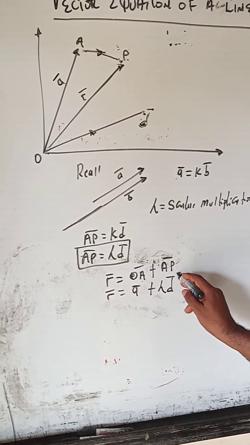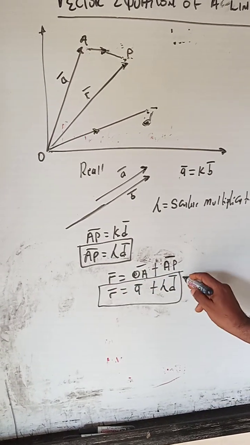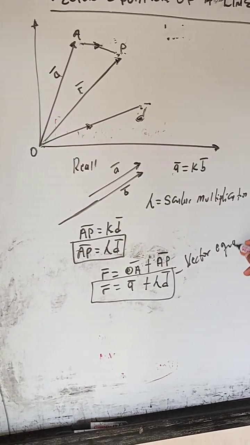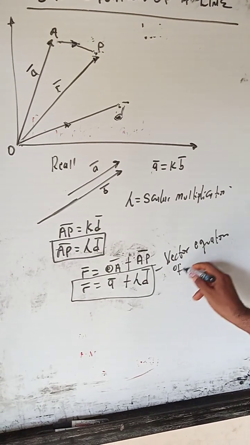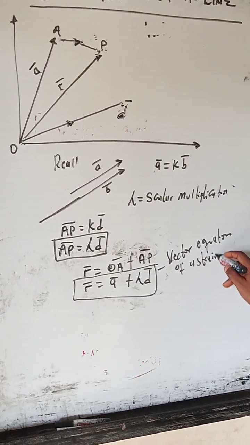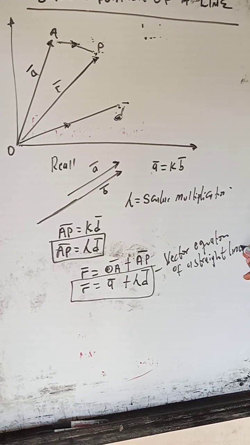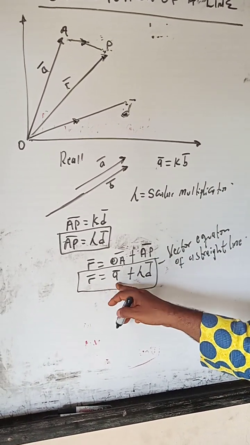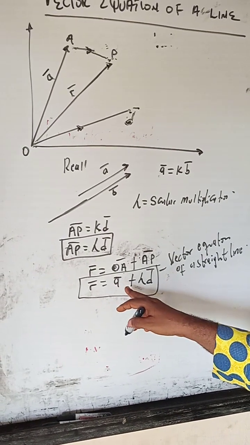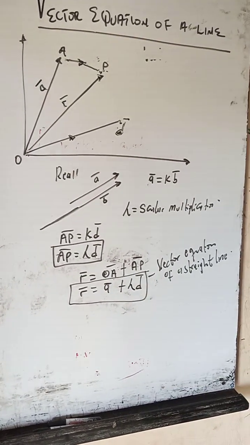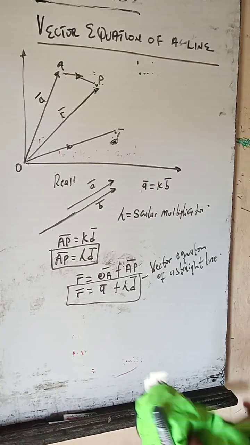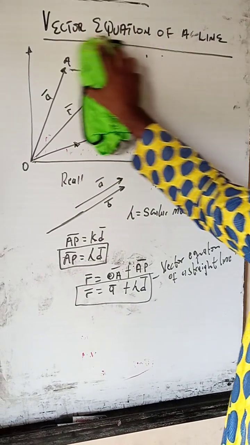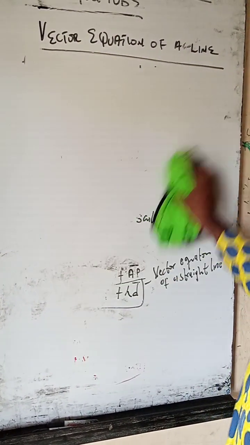So the expression I have here is called the vector equation of a straight line. So we should remember this in solving exercises as regards the vector equation of a straight line. Now we are going to take an exercise. I'm going to clean what I have here so that you can use this side of the board to solve a problem.